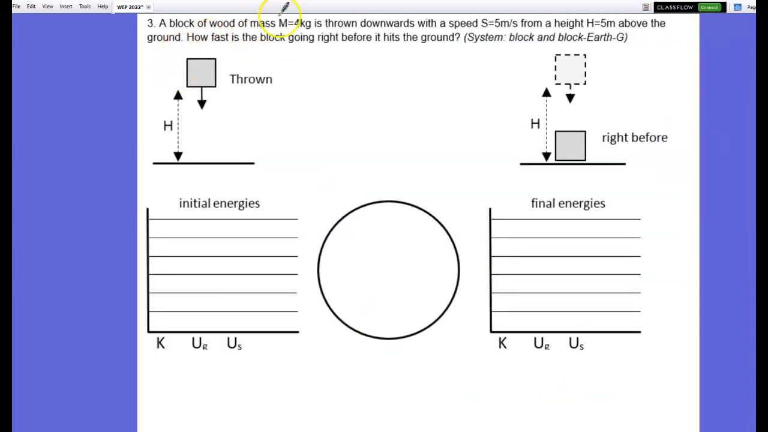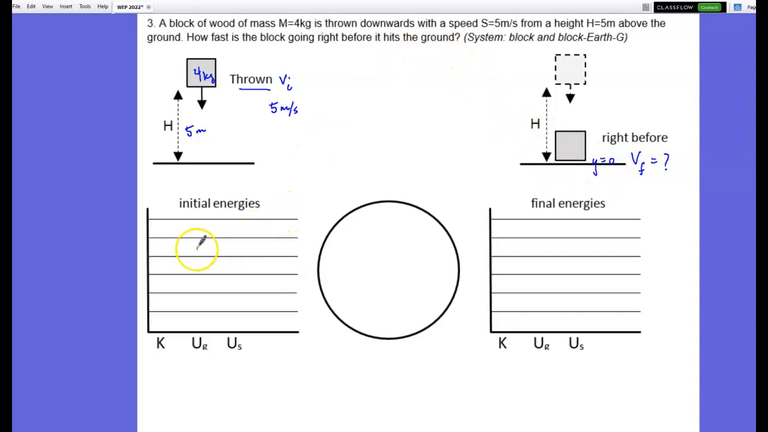Okay. Next example, a block of wood is thrown downwards. So it has an initial velocity of 5 meters per second at the top, from a height of 5 meters, and the block is 4 kilograms. How fast will it be going? We're still looking for the final velocity here, just before it hits the ground at y equals 0. They show a little space here, but that's just so that you don't think it's not moving at all. Y equals 0. It's beginning to touch the bottom.